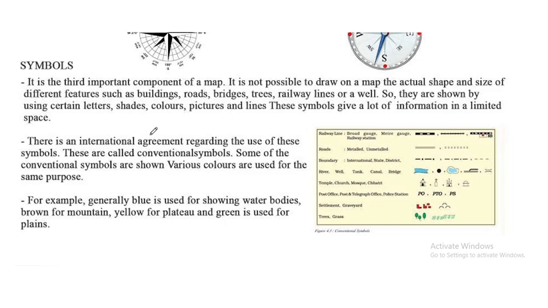So what are symbols? Look at this. It is not possible to draw on the map the actual size or shape of a building or road or bridge, anything. So that's why we use symbols. How do these symbols help us? Because we use shadows, colors, pictures, etc., so we can understand what it means.